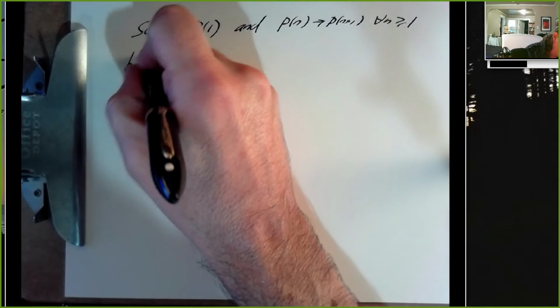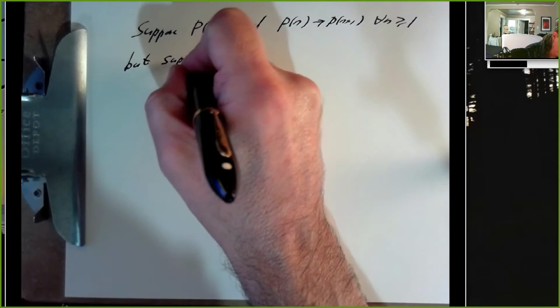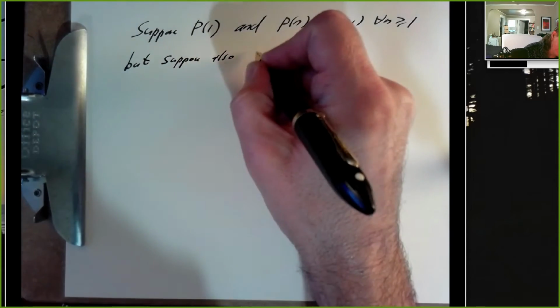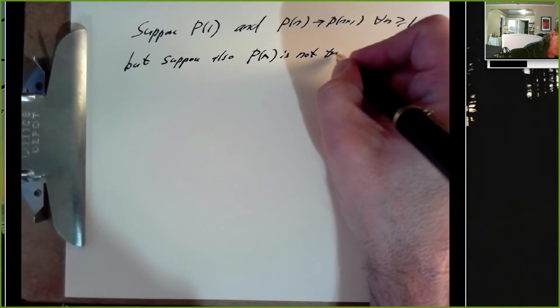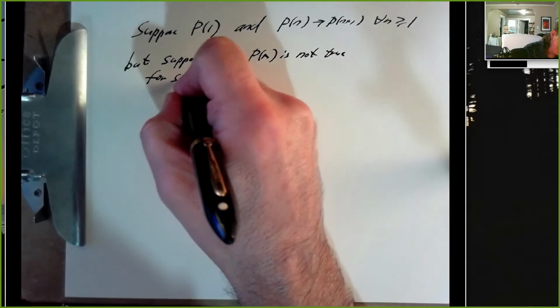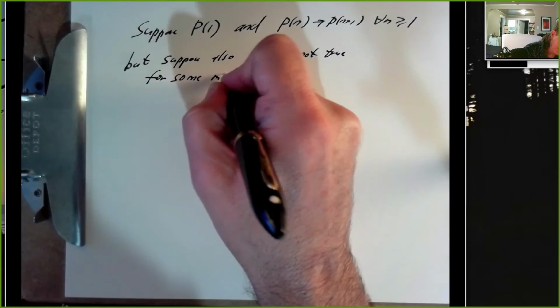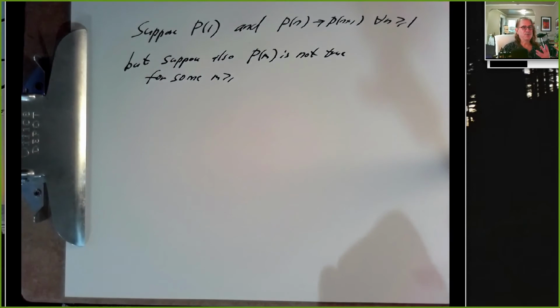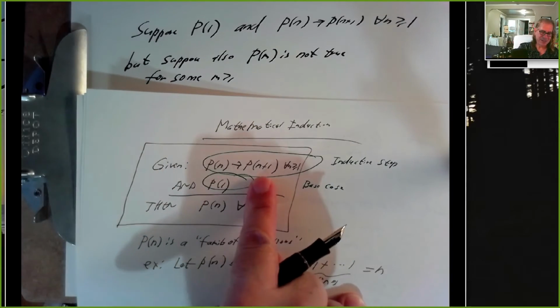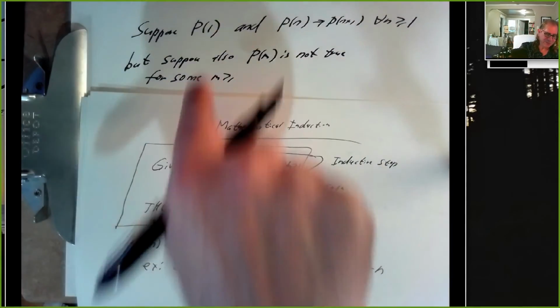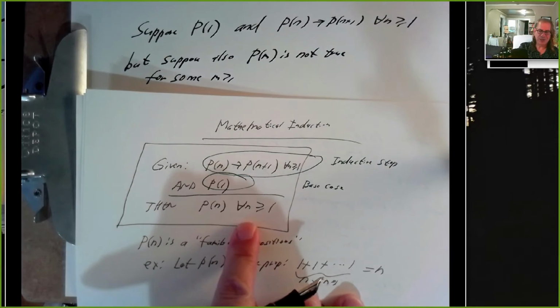But suppose also P of m is not true for some m bigger than 1. So suppose mathematical induction has failed us. This is a proof by counterexample. Okay, we want to prove that mathematical induction works. Well, mathematical induction says given P of n implies P of n plus 1, and given P of 1, then P of n should be true for all n bigger than or equal to 1.